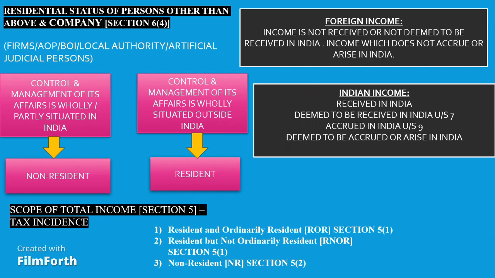Resident and ordinarily resident, or resident but not ordinarily resident. If the HUF is resident, then the status of the Karta determines whether it is ROR or RNOR. For this purpose, additional conditions of Section 6 subsection 6 are relevant. If the Karta of a resident HUF satisfies both the following additional conditions, as applicable in case of an individual, then the resident HUF will be resident and ordinarily resident, otherwise it will be resident but not ordinarily resident.